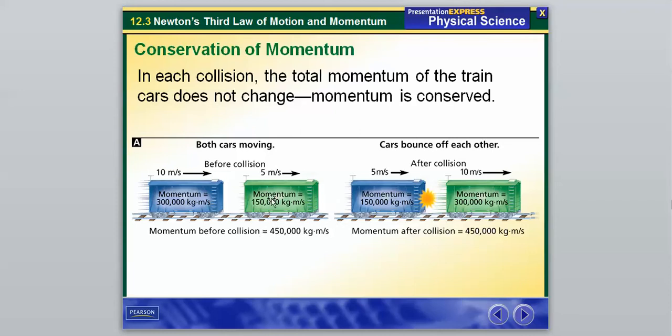Then the two cars are going to bounce off of one another. Now the momentum of this car is 5 meters per second and 150,000. And now our second car is 10 meters per second with 300,000 momentum, and you notice that it is now equal. Everything is equal before and after.